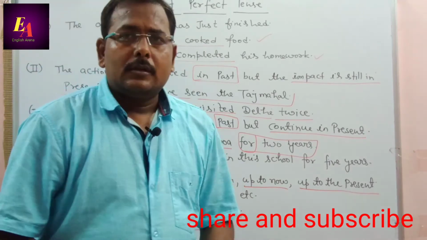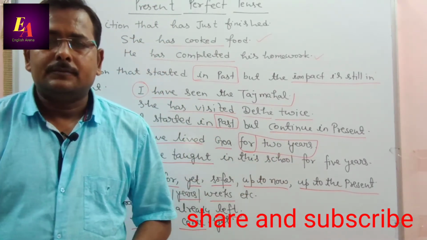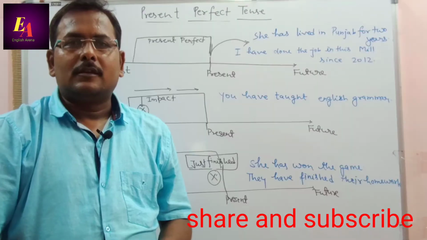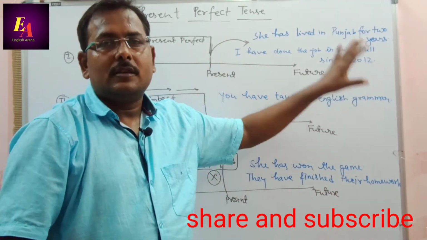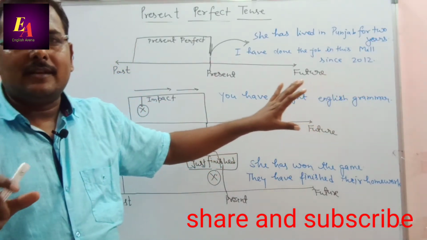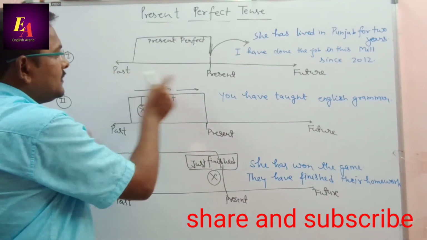So let me have a look. After that I will continue. Okay, let's see. This is the timeline with the help of which I am going to clarify all the things related to present perfect tense. Number 1: past, present and future.